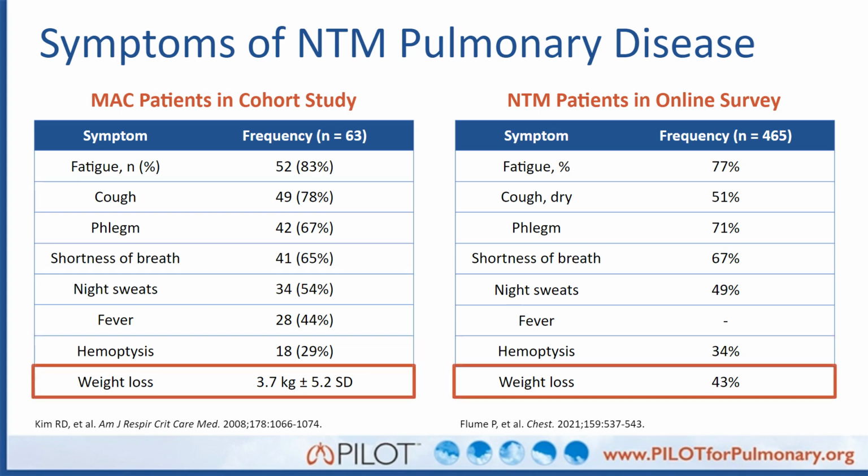And weight loss also is a big symptom that's a marker for progressive lung infection. If patients are losing weight, that tells us that their infection may not be controlled, that they need to increase nutrition, and that we may need to consider antibiotics for their NTM lung disease.